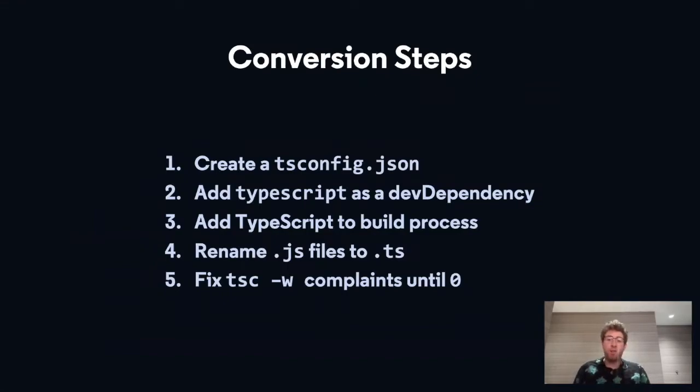The steps for each project were relatively straightforward. I would create a tsconfig.json file, which is the file that specifies your compiler options and which files to run them on. I would add TypeScript as a dev dependency, along with whatever build processes were necessary. I would rename all the JS files to TS. Then I would start the TypeScript compiler in watch mode, tsc -w, and fix errors until the watch mode reported none.